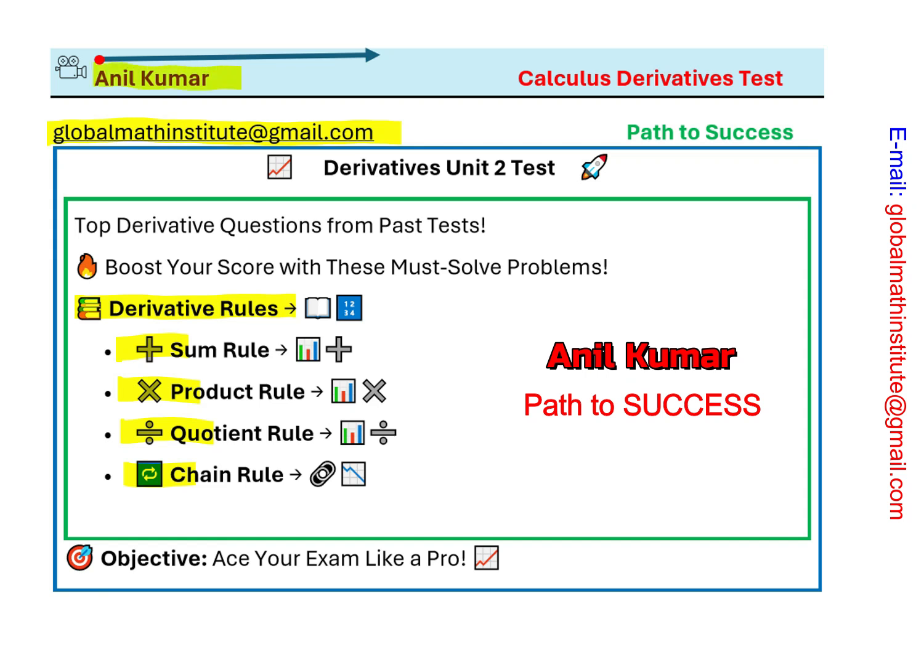I'm Anil Kumar sharing with you the solutions of these questions one by one. So let's begin with the very first question now.